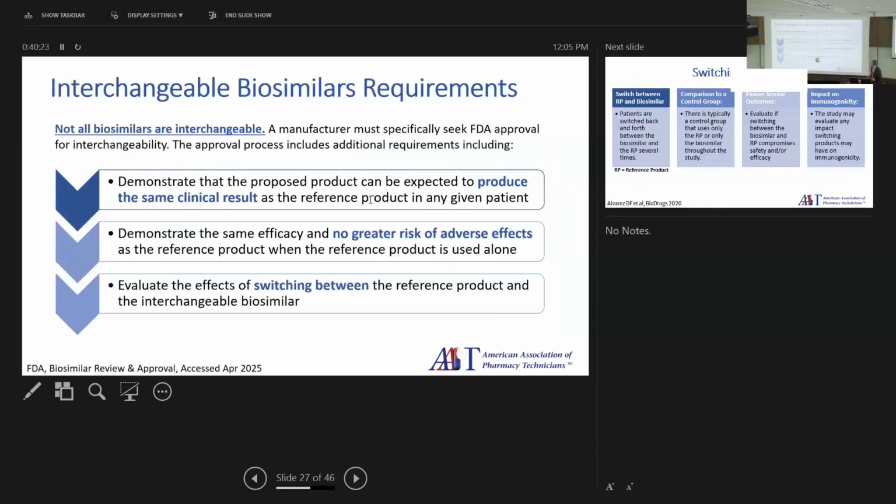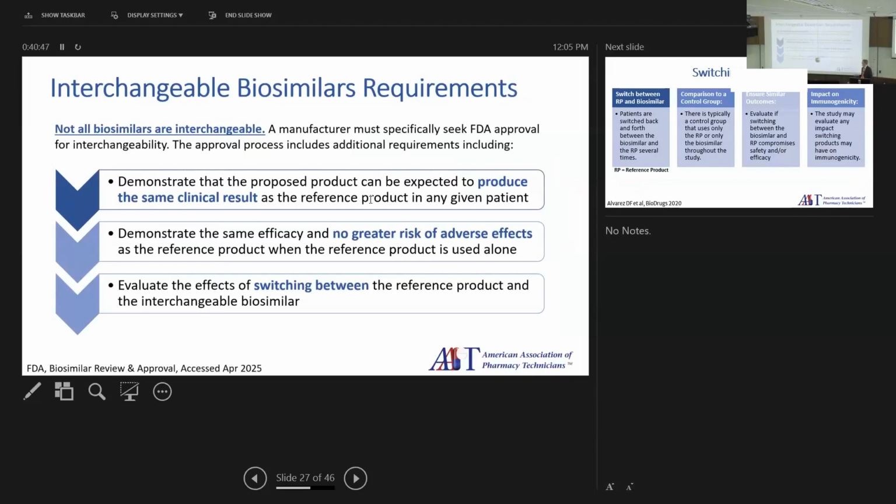So what does a biosimilar need to do to become interchangeable? Remember, we said that not all biosimilars are interchangeable and that they have to specifically seek FDA approval. Well, in addition to demonstrating that they are going to produce the same clinical result and have no greater risk of adverse effects, the bottom point is really the most essential one when demonstrating interchangeability.